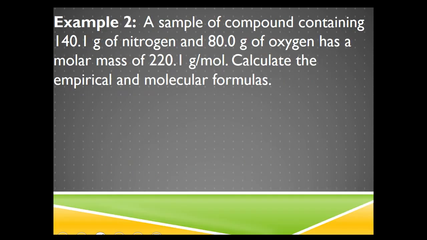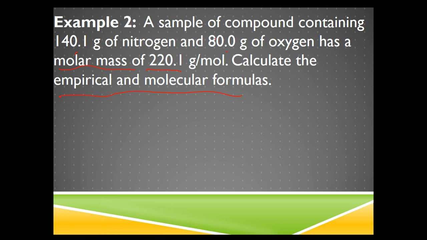Now, what if, and you're probably going to see this, what if you have to do both? So it says a sample of a compound containing 141 grams of nitrogen and 80 grams of oxygen. It has a molar mass of 220.1. Calculate empirical and molecular. So this would be a long problem, and this would be worth a lot because you have to do both here. You first have to calculate the empirical formula given the 2 masses that I gave you, and then you would have to take that information and calculate the molecular formula. So right now, I would pause the video, and I would see if you can do both of them on your own, okay, and then check your answers.